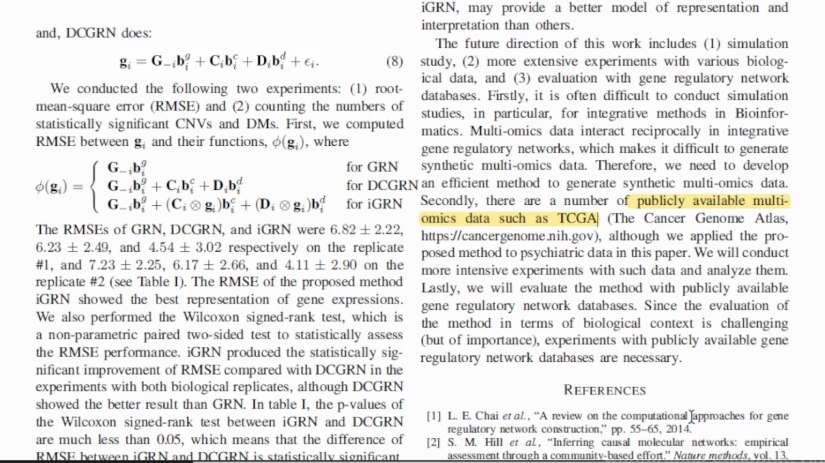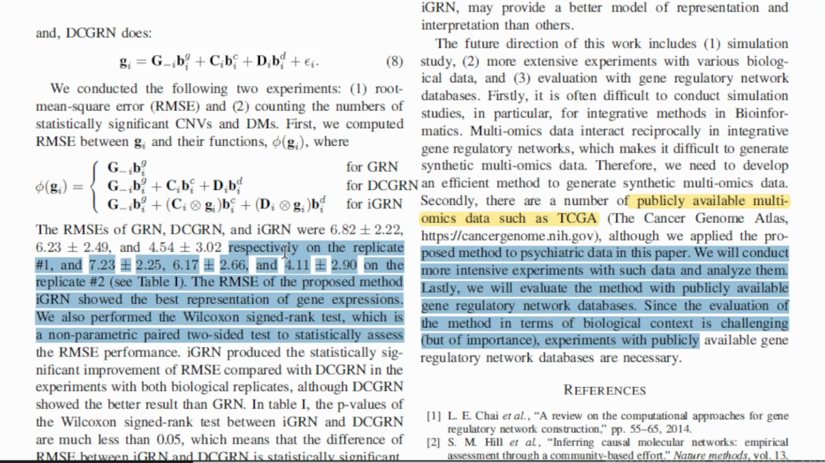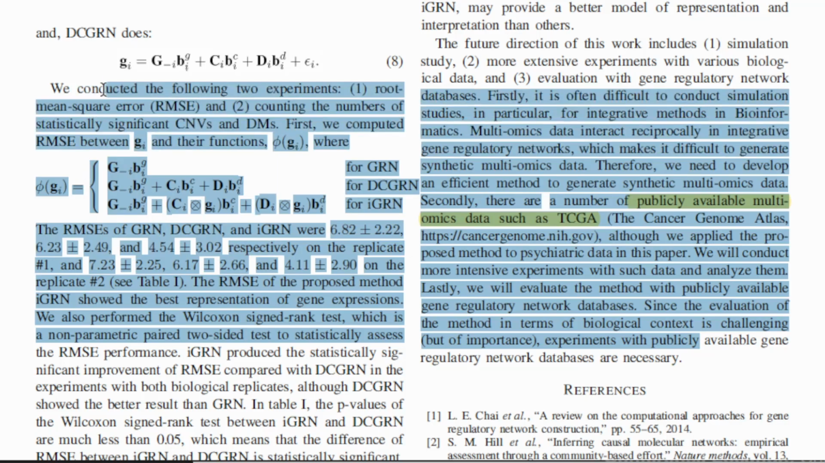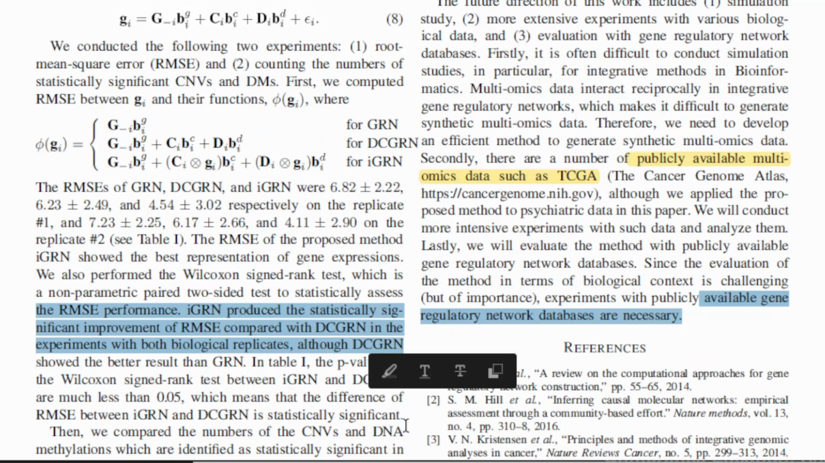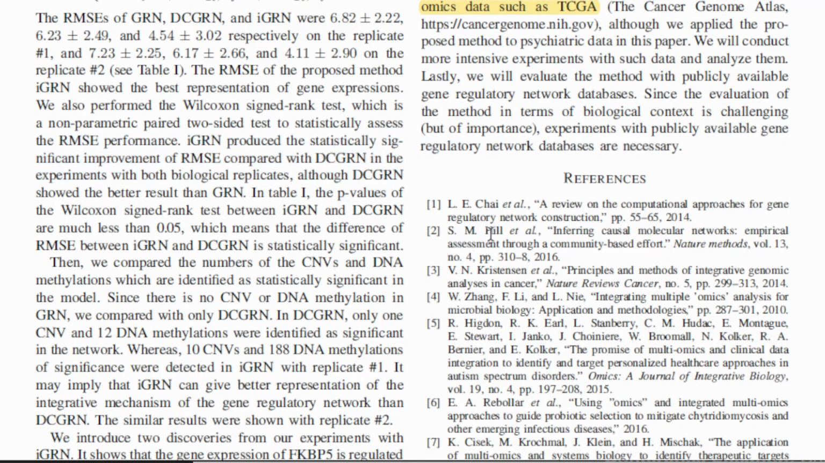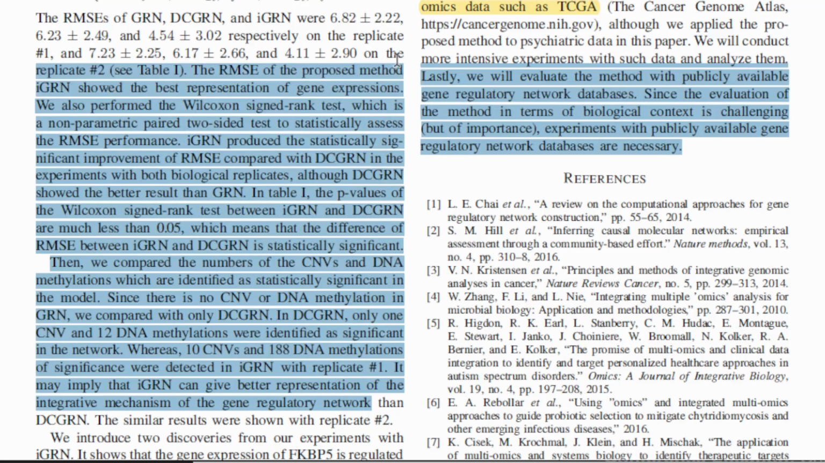iGRN produced a statistically significant improvement of RMSE compared with DCGRN in the experiments with both biological replicates, although DCGRN showed better results than GRN. In Table I, the p-values of the Wilcoxon signed rank test between iGRN and DCGRN are much less than 0.05, which means that the difference of RMSE between iGRN and DCGRN is statistically significant. Then, we compared the numbers of the CNVs and DNA methylations which are identified as statistically significant in the model. Since there is no CNV or DNA methylation in GRN, we compared with only DCGRN.